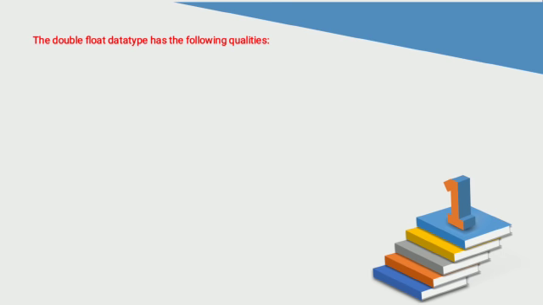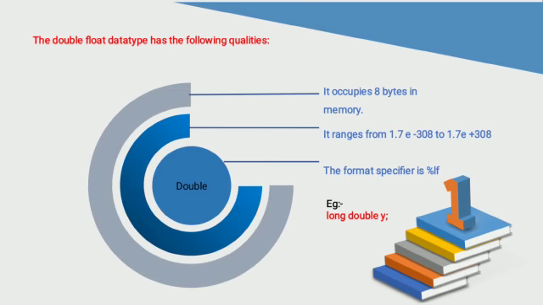The double data type has the following qualities. It occupies 8 bytes in memory. It ranges from 1.7e minus 308 to 1.7e plus 308, where 1.7 denotes the mantissa part. The format specifier is %lf. Example, long double y.